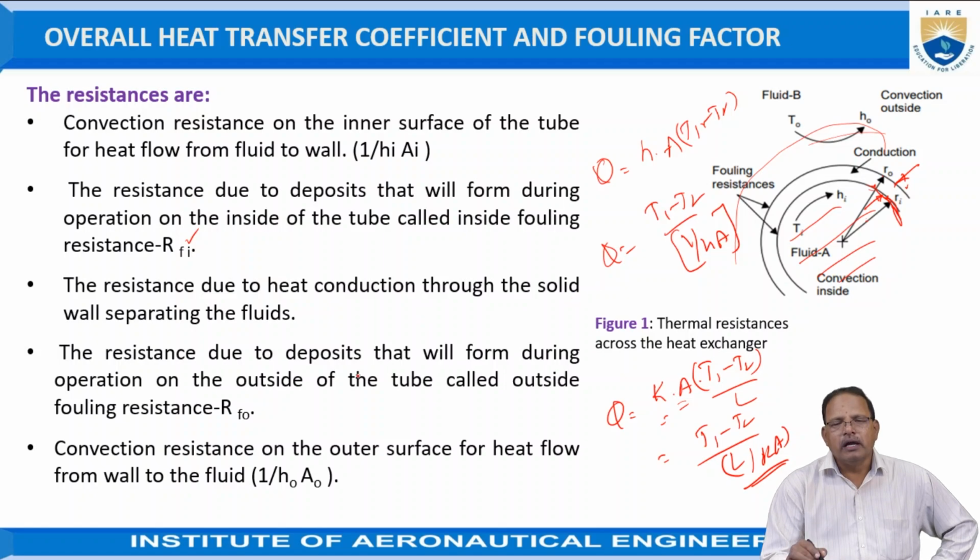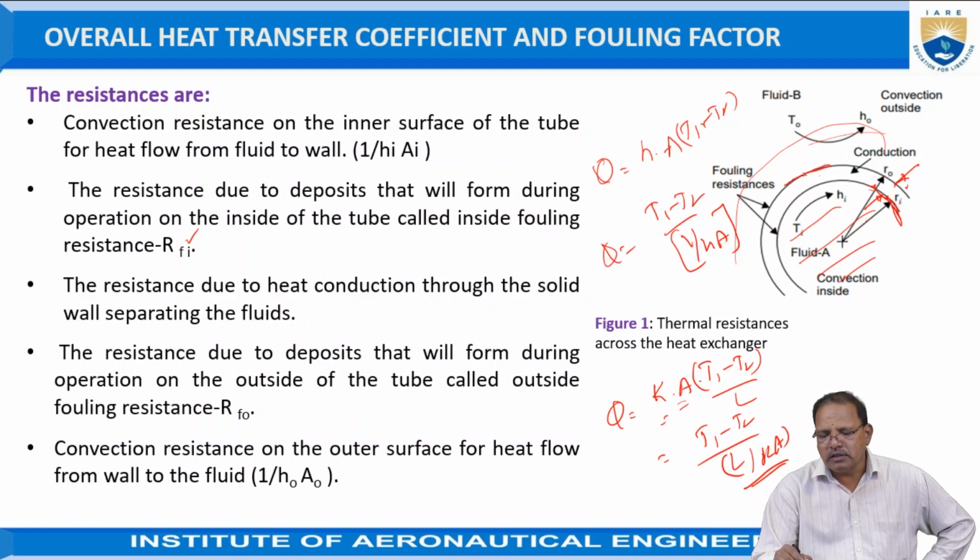Again, the resistance obtained because of a layer forming over the outer surface of the tube is called the outside fouling factor. That is the resistance due to the deposit that forms during operation on the outside of the wall of the tube, called outside fouling resistance. Then there is the convection resistance from the outside to the liquid surrounding the tube. Our aim is transferring energy from the fluid in the tube to the fluid outside of the tube.